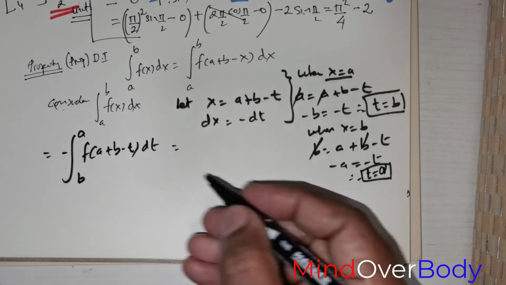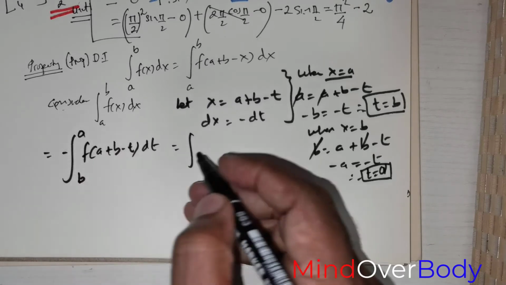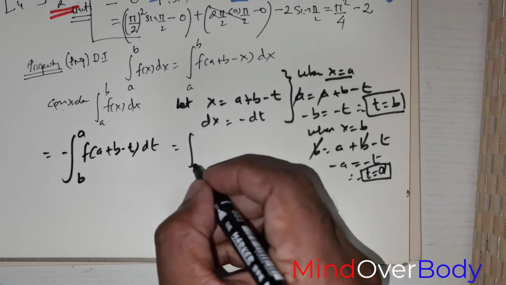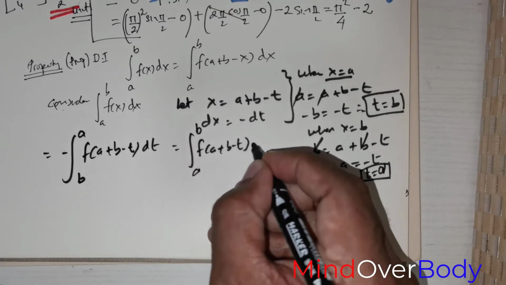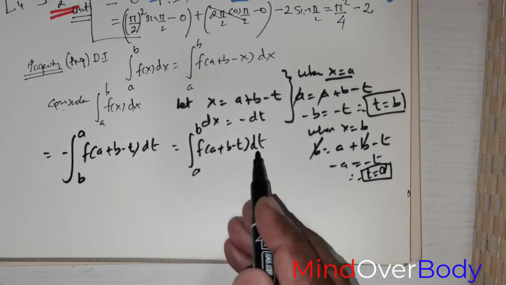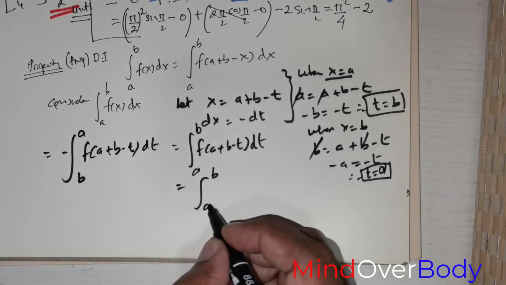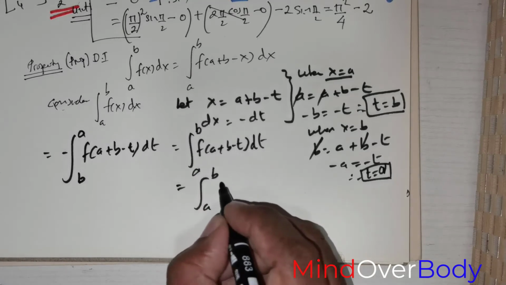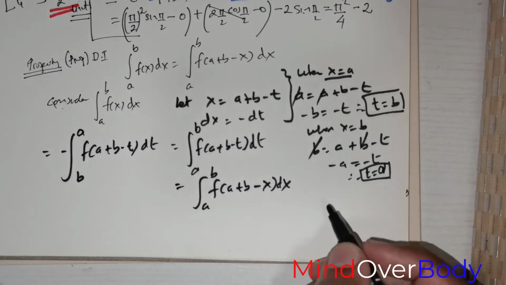Now from another important property of integrals, I can revert the integral limits, thereby the sign would get reverted also. So this would mean I would now have positive integral a to b f of a positive b negative t times dt. Now from the property of integral, if I were to replace t with x, then the integral would still remain the same. So this would mean integral a to b f of a positive b negative t dt can be rewritten as integral a to b f of a positive b negative x times dx.